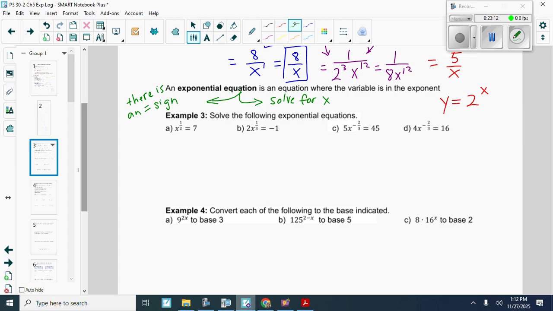But what we're going to do is we want the x to be all by itself. And remember, when we have an equation, whatever you do to one side, you have to do to the other. You have to keep your equation balanced. If you add something to one side of the equation, you have to add it to the other. If you subtract something from one side, you subtract from the other. Same with multiplication and division, same with our exponents.